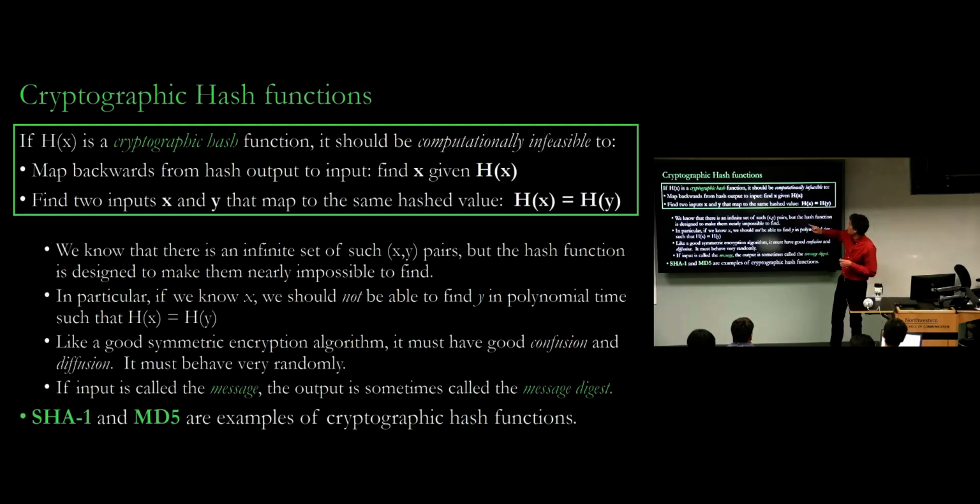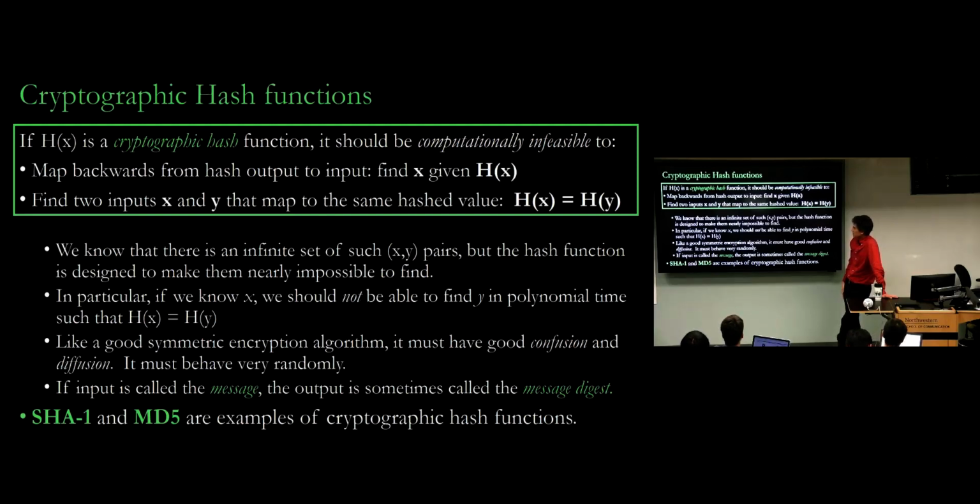And then secondly, it's computationally infeasible to find two inputs that map to the same hash value. Or more strongly, given a certain hash and an input, to find a second one that hashes to the same thing. Even though we know that there's an infinite set of these X, Y pairs that hash to the same number, because the hash space is smaller than the actual data space we're dealing with, the input space. The output space is smaller than the input space. We have to design a hash function to make it nearly impossible to find these pairs of values that map to the same number, and also to map backwards from the output to input.